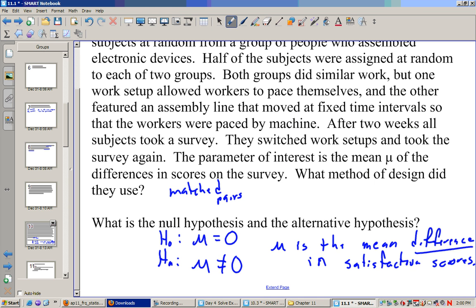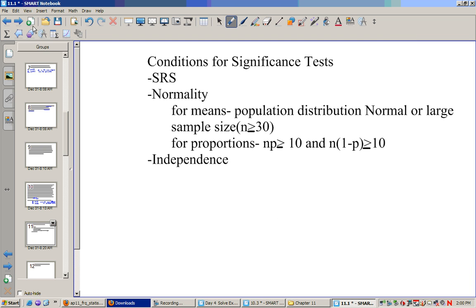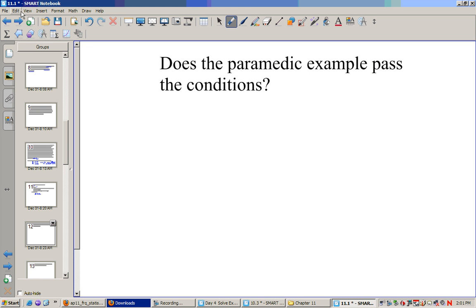So we have to say something about mu being the mean difference in this one. All right, for conditions, we still want to check SRS, normality. For means, we want n to be greater than 30. For proportions, np greater than 10, n times 1 minus p greater than 10. And for independence, we want to make sure that N is greater than or equal to 10 times little n. Same as confidence intervals. Now, does the paramedic example pass the conditions?